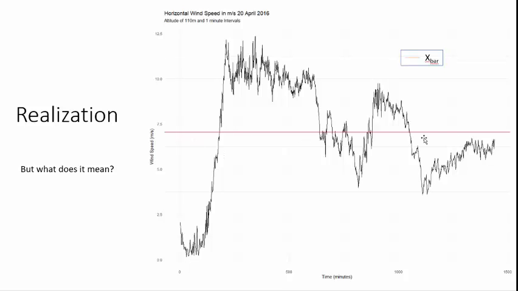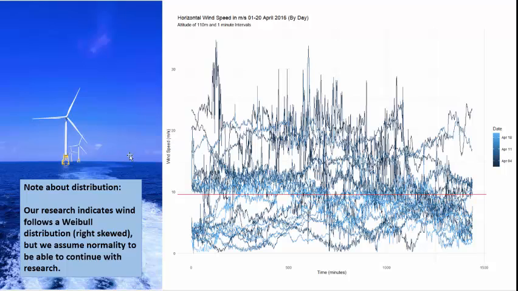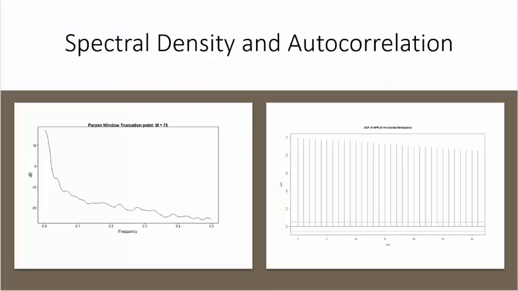And here we have the red bar that shows the mean of the data set. And when we look at it, we do see some evidence of wandering in the realization. These are all the realizations from April 1st to April 20th plotted all together, and they're also at 1 minute intervals. Here we have the spectral density and autocorrelation from our realization.